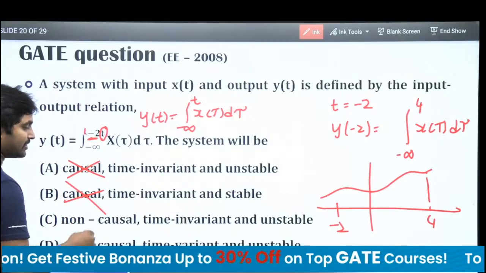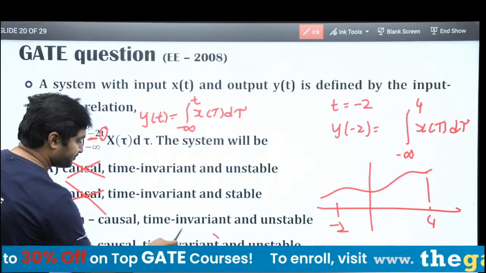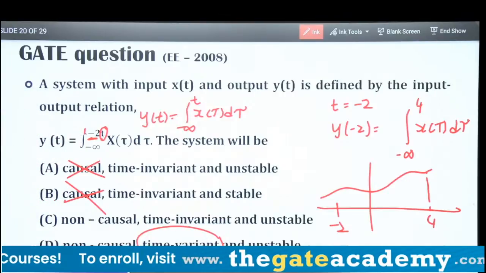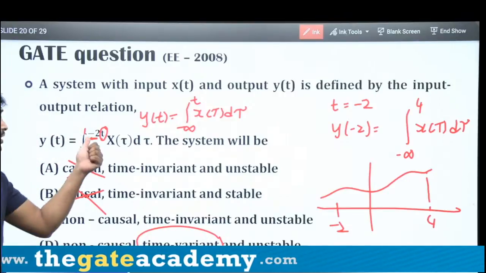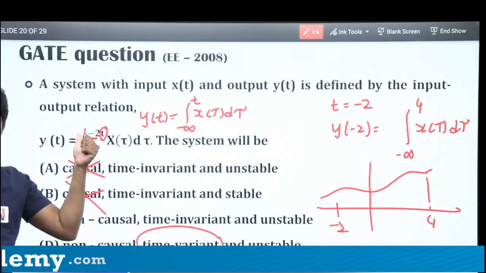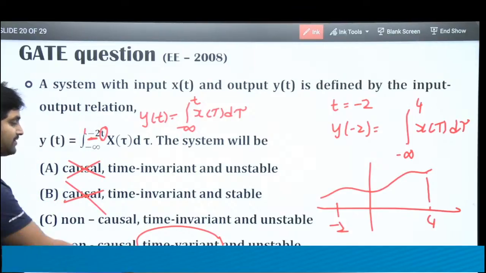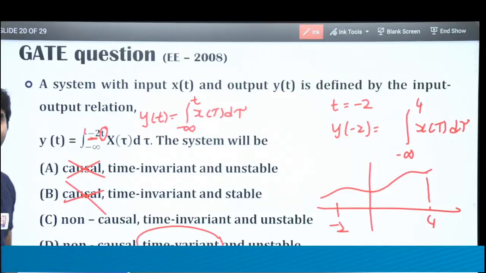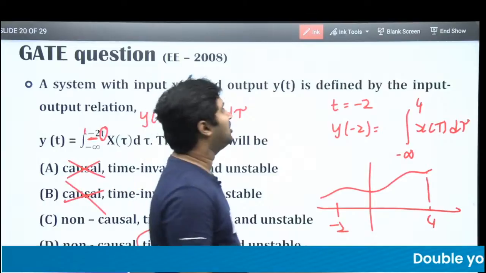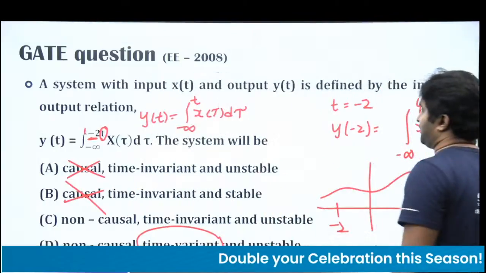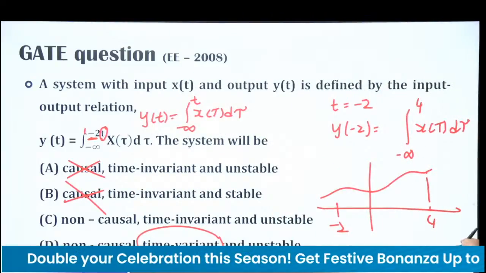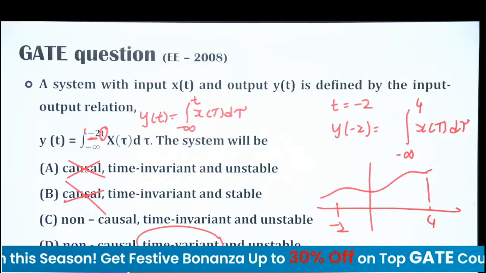This system will be a time variant system. Why, sir? Because you are scaling it and you are reversing it, that is why this is a time variant system. The system is non-causal and time variant system. Okay? Clear, everyone?